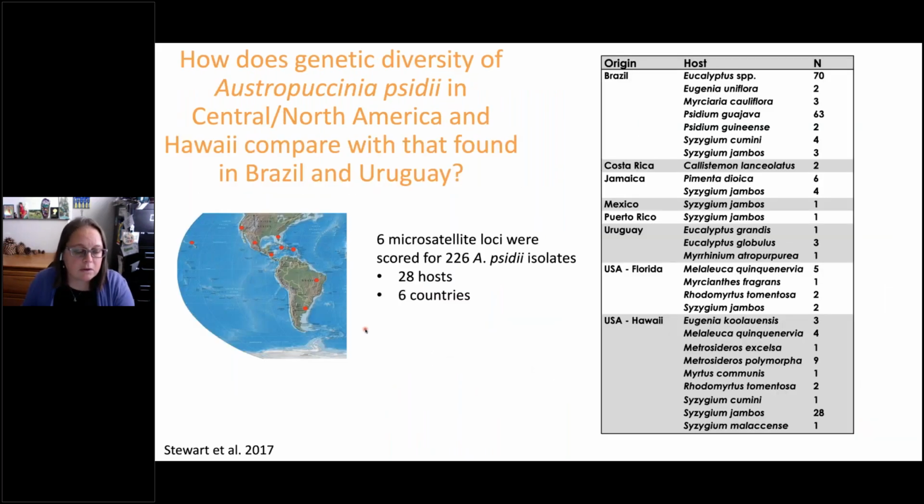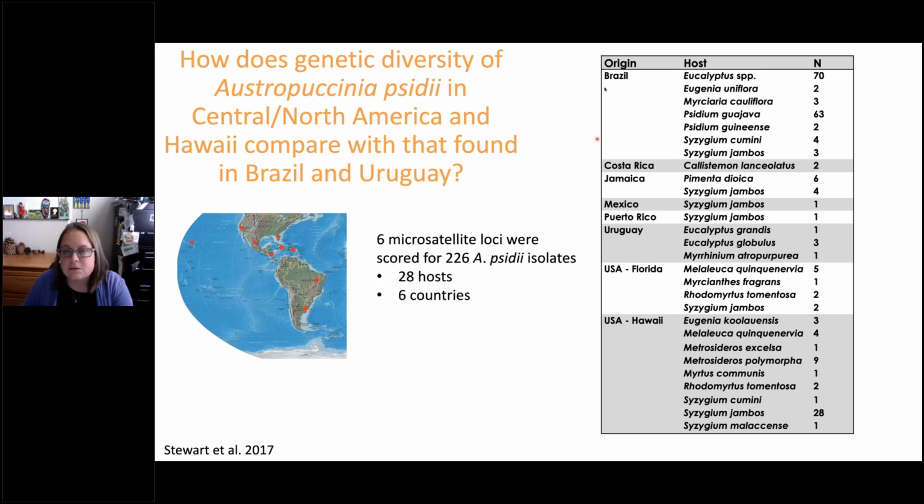So, collaborators and I developed this question looking at whether or not there's genetic diversity across basically North and Central America compared to South America. What we did was we scored 6 microsatellite loci, which were the same ones that Grauke had used in their study. It was 226 isolates from 28 different hosts and 6 different countries.